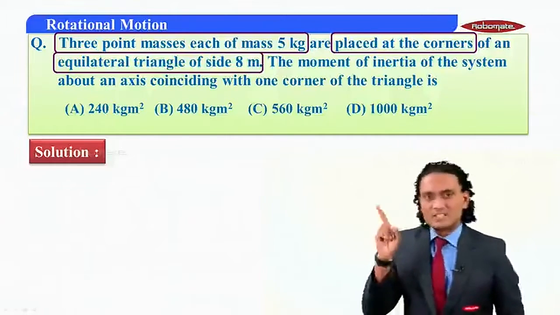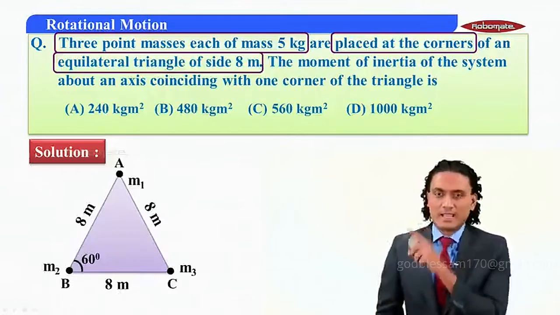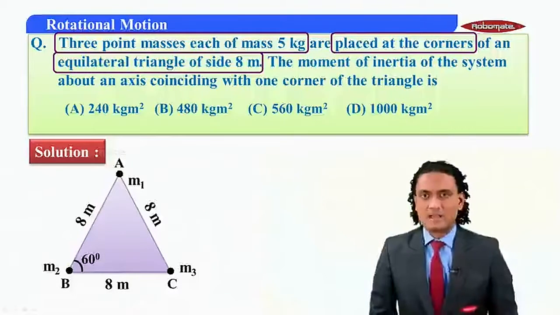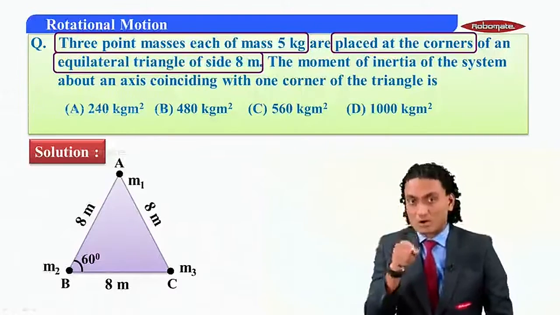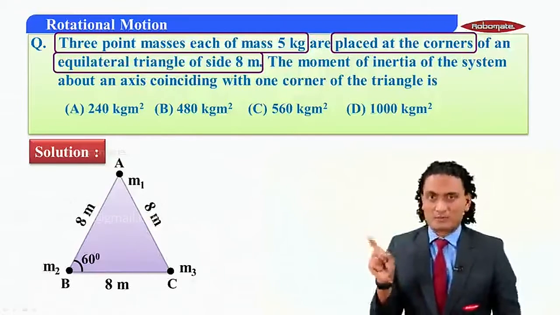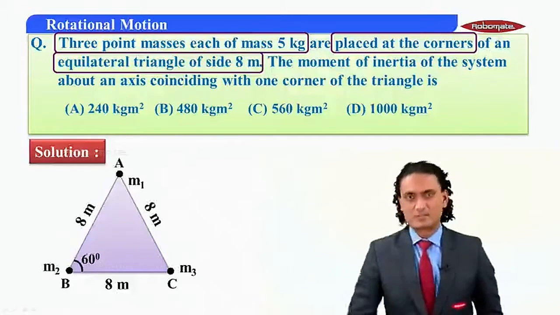Now with this data, I can draw a diagram, yes or no? You'll get the following diagram. ABC is an equilateral triangle and 3 point masses M1, M2 and M3 are kept at the corners of the triangle, and the side of the triangle is 8 meter. So you will get this diagram. Let us go back to the question.